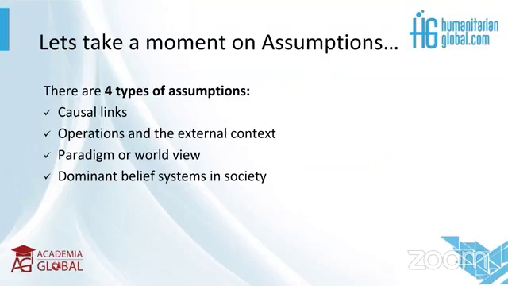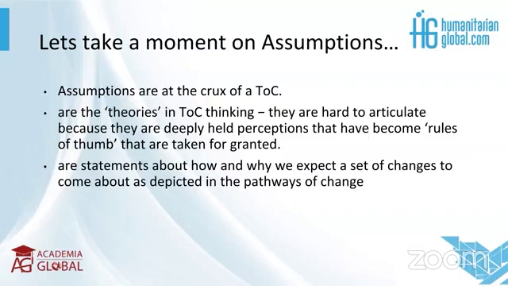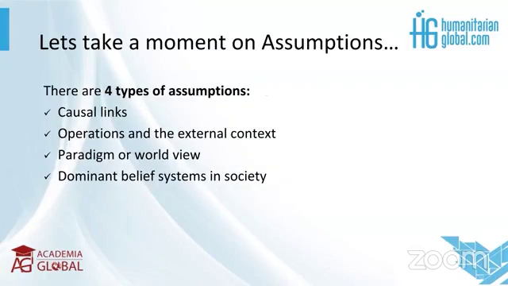I was talking about assumptions, very important in a theory of change. There are 4 types of assumptions. We have the causal links, and we have the operational and the external context, where you look at, as you operate, what are those things in the external environment that you don't have control over, but can affect the implementation of your work or can influence the changes that you intend to see, either positively or negatively.